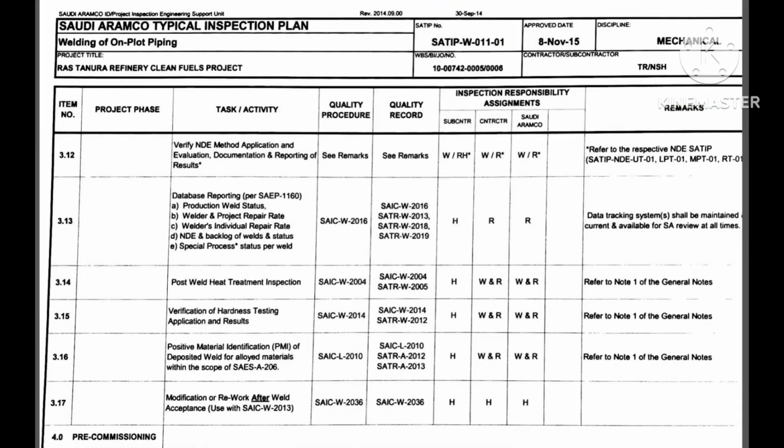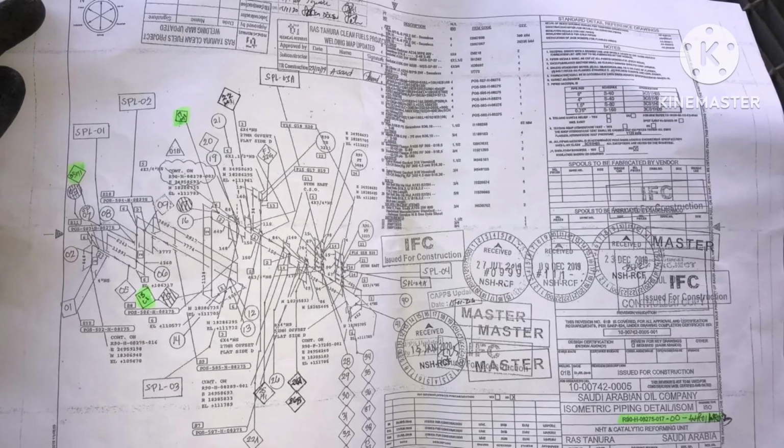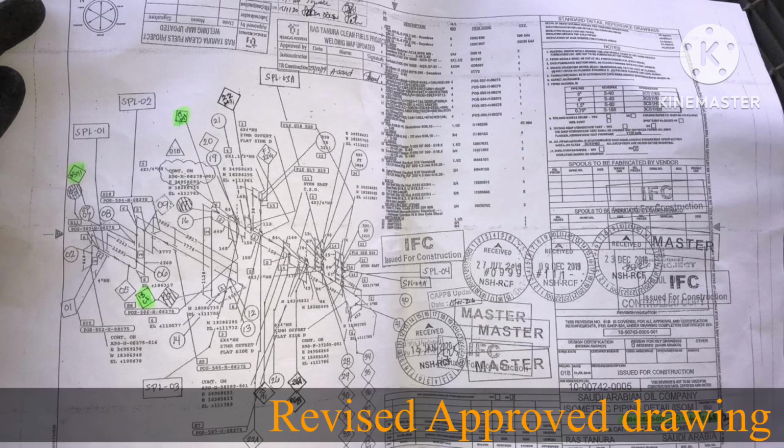I will explain briefly how this modification happens and what points you as a QC inspector should keep in mind, for offshore structures and also piping. Activity number 3.17, modification after weld completion, is a hold point for Saudi Aramco. Before starting the cutting of modified joints, we should have the revised approved drawing from engineering.